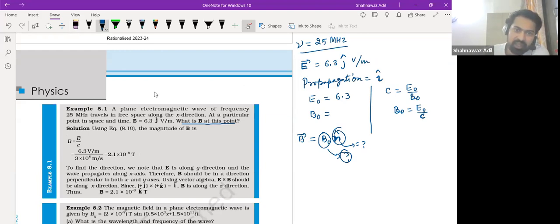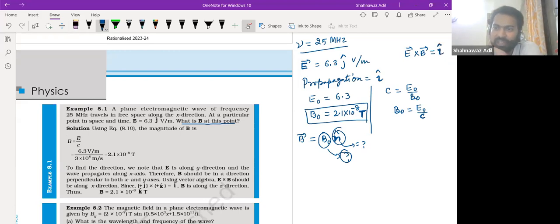Let us write. So this is 2.1 into 10 to the power minus 3. Let me directly write this, right? So this is the magnitude, and it will also have the direction. But what is the thing that we know? That direction is E cross B. So that is the direction of propagation, right? And we know that direction of propagation is I hat, right, Aisha?